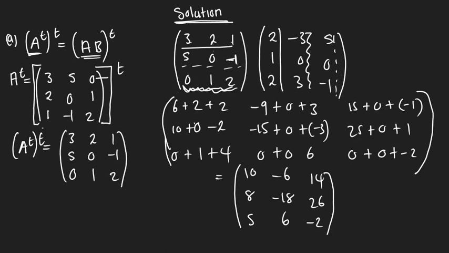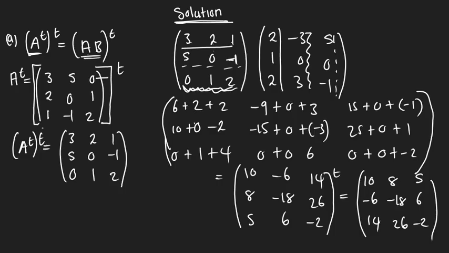Then the question says, this same AB, transpose it. Okay, transpose it. So we transpose it. So it's going to be 10, negative 6, 14. This is going to be 8, negative 18, then 26. Then this is going to be 5, 6, minus 2.